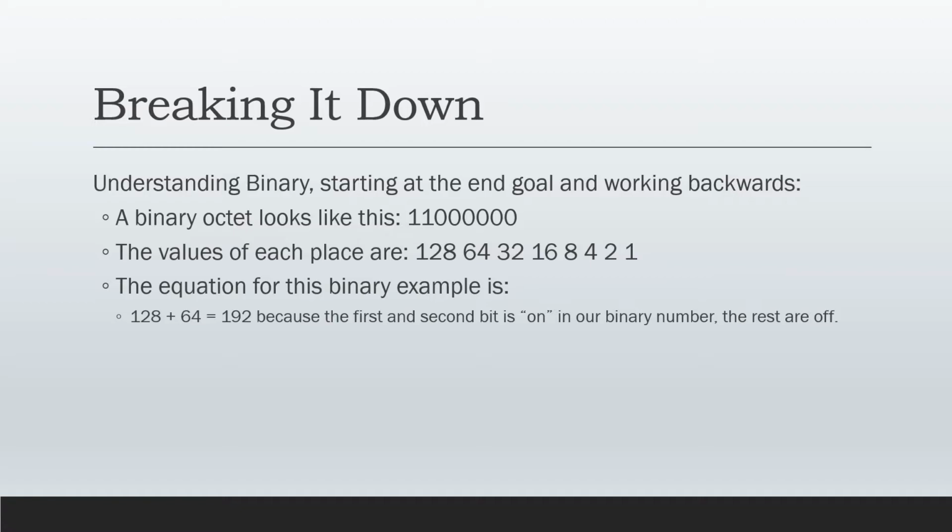So the first 1 in our binary octet represents 128. The second 1 in our binary octet represents 64. The rest of the zeros represent the rest of the numbers in this line, but since they're zeros, that means they're turned off, so we're not using them. The equation for this binary example is 128, because the first number of our octet is 1, so we're using the 128, plus 64, because the second number of our octet is 1, we're using the 64, equals 192, because the first and second bit is on in our binary number. The rest are off, so we don't use any of the other numbers.